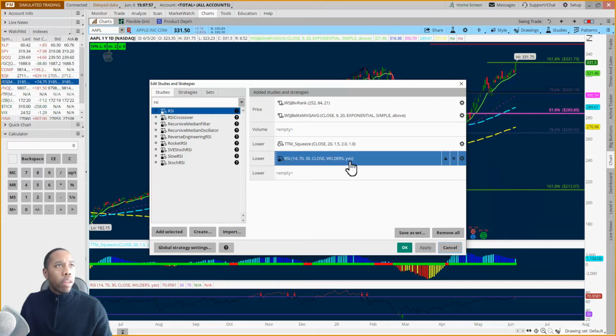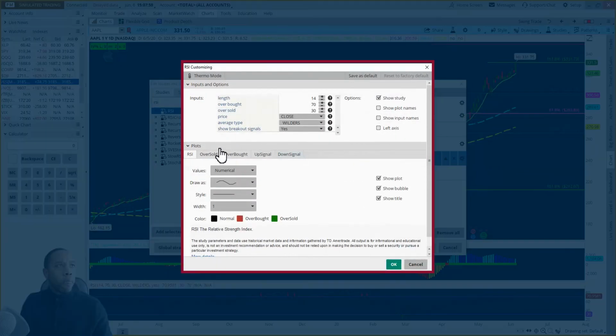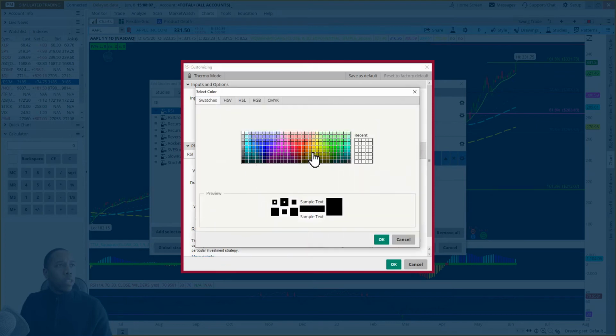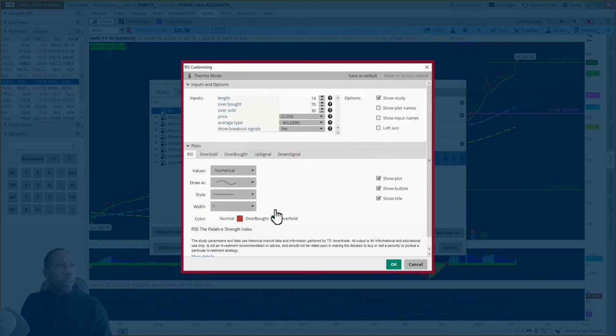But I want to do something else. I'm going to go back into this here, and what I'm going to do is go to my RSI line, which is already here for us. The color says it's black. I don't like using black on this because we're using a dark background, so dark blue. I want to use white. I'm going to click on white here. I'm going to hit OK.